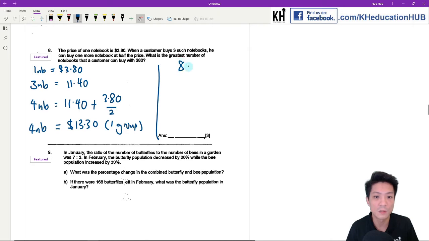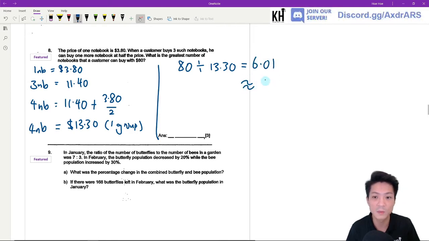The next step, I'm going to find out the maximum number of groups that I can get by doing $80 divided by 13.30. This is going to give me 6.01, which means the maximum number of groups I can get is 6. So using 6 times 13.30.